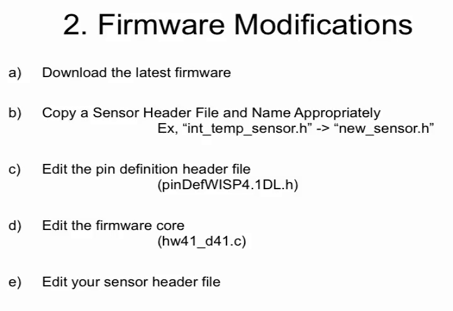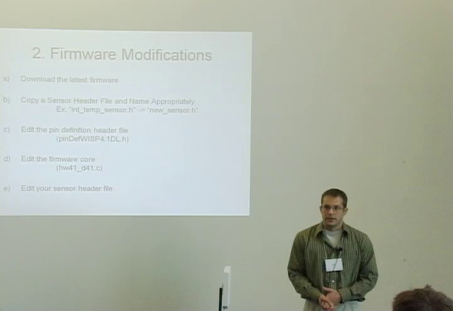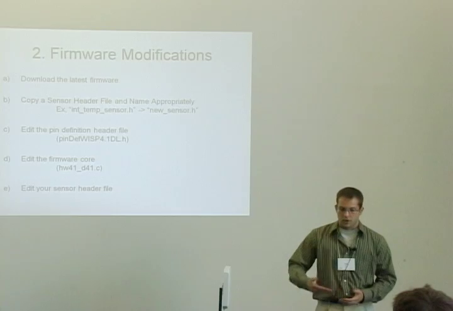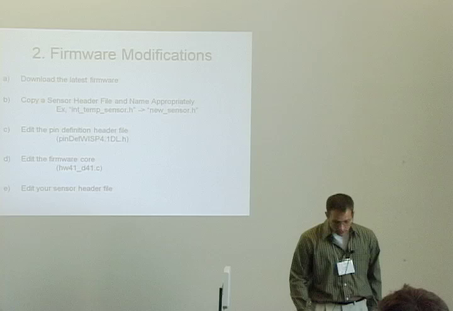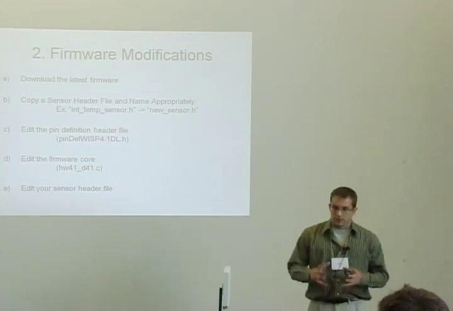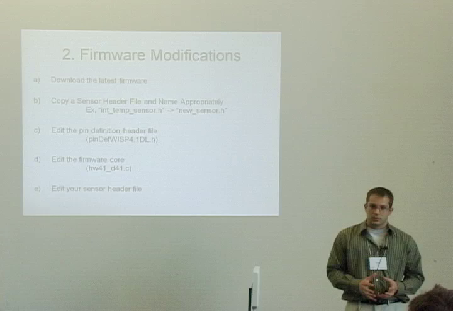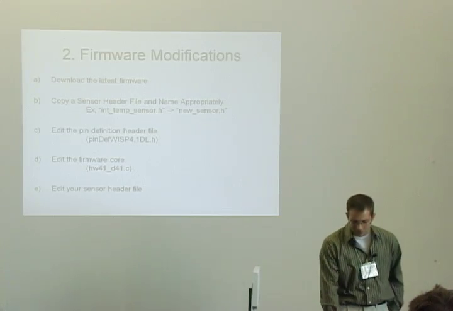We need to edit the pin definition header file, and what that does is set the direction of the microcontroller pins, so it doesn't try to output voltage on the analog output of the sensor. And we need to edit the main firmware code to tell it to use this new sensor header file. And lastly, we need to make some modifications to the sensor file to point it at our new sensor as opposed to whatever the example code we used was.